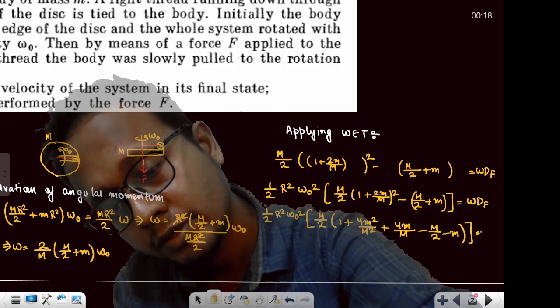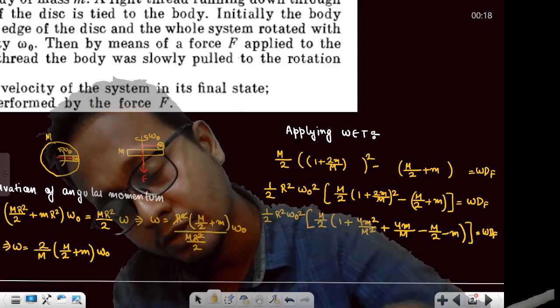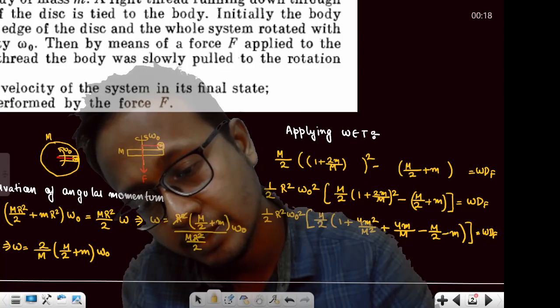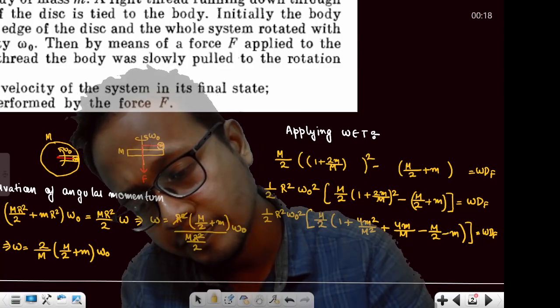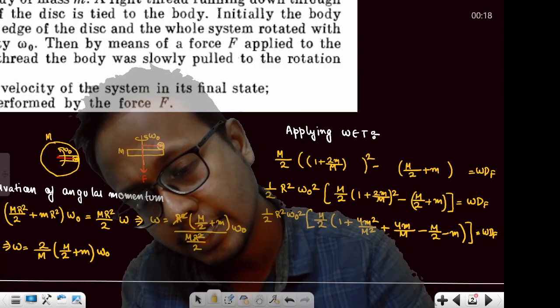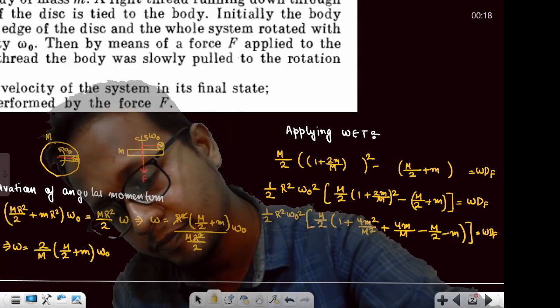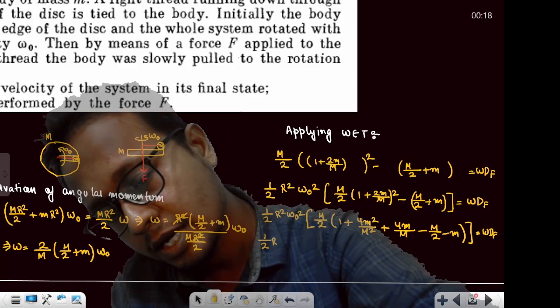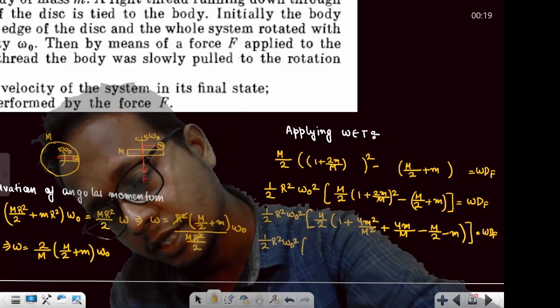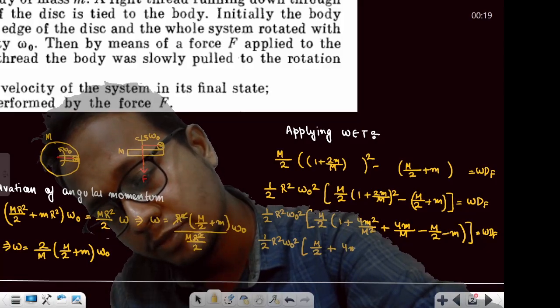Is equal to work done by force. What are the things that I can cancel out here? Minus m minus m. There's nothing I think I can cancel out here. Let's multiply it by 2. So half r square omega naught square into m by 2, so m by 2 plus 4m square divided by m square.